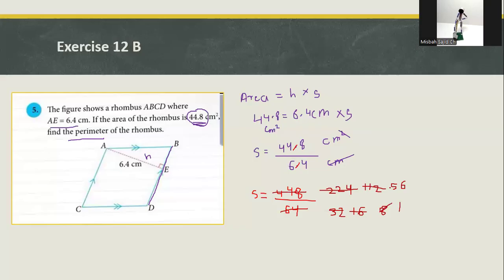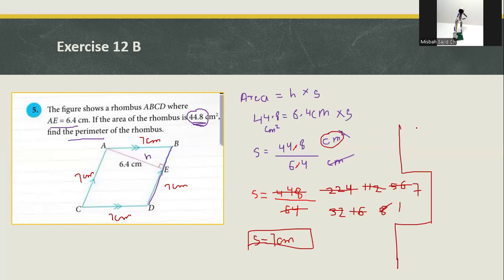8 1s are 8, 8 7s are 56, right? So S is equal to 7, and this is left with centimeter. So 7 centimeter. As this is a rhombus, all sides would be equal to 7 centimeter: 7, 7, 7, and then it is also 7, right?